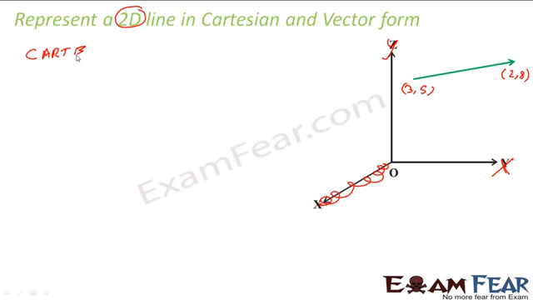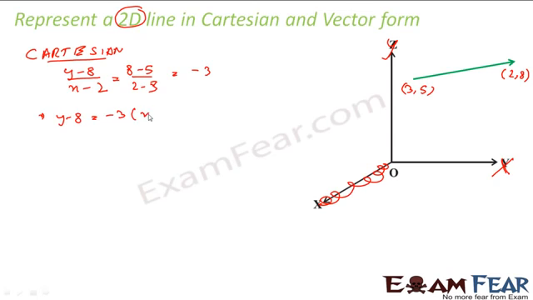So Cartesian form is a normal form we use. So what we do, we form the equation of the line. We say (y minus 8) by (x minus 2) is equal to (y2 minus y1), that is 8 minus 5, by (x2 minus x1), that is 2 minus 3, and that is minus 3. Correct? So you solve this, you get y minus 8 is equal to minus 3 into (x minus 2). So this is my Cartesian form representation of this line.